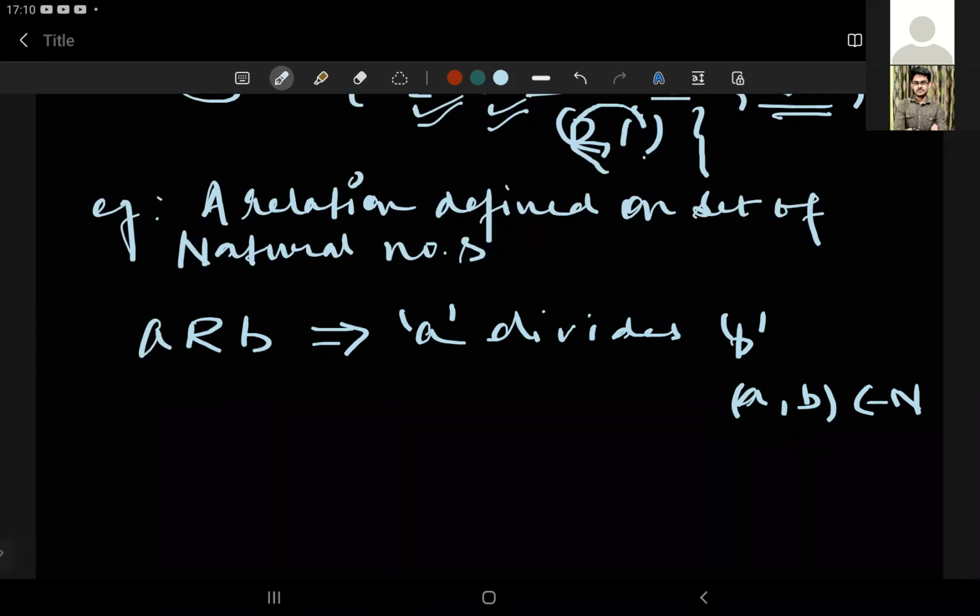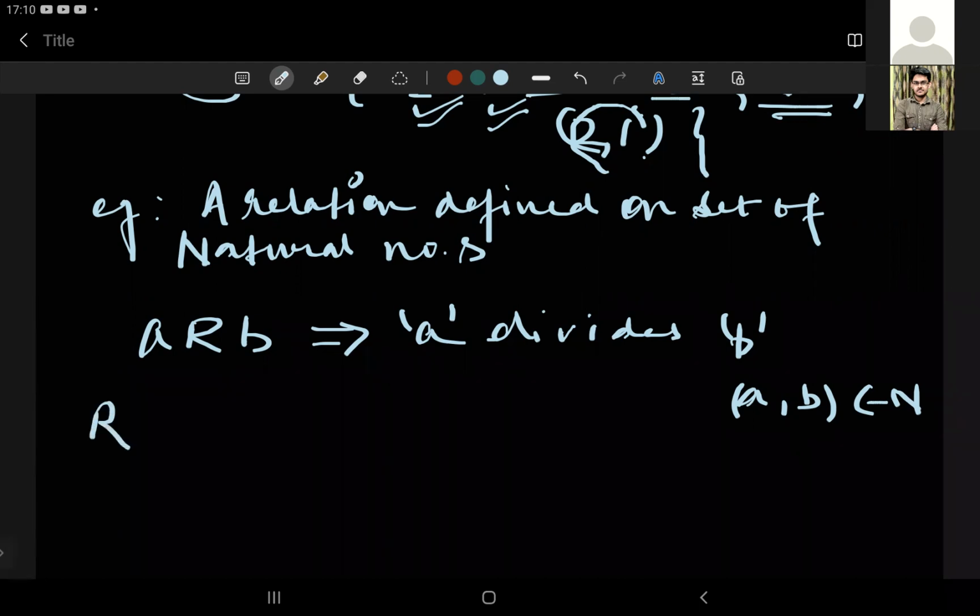Let's say some a comma b exists in that set, right? So let's say 3 comma 6 exists in that set. So basically 3 comma 3 will also exist in that set, right? Because every natural number divides itself. So since every natural number divides itself, we can definitely say that it is a reflexive relation. Did everyone get this? Yes, sir.